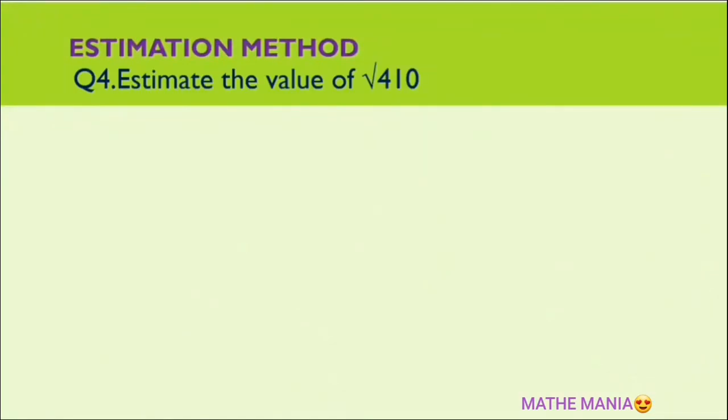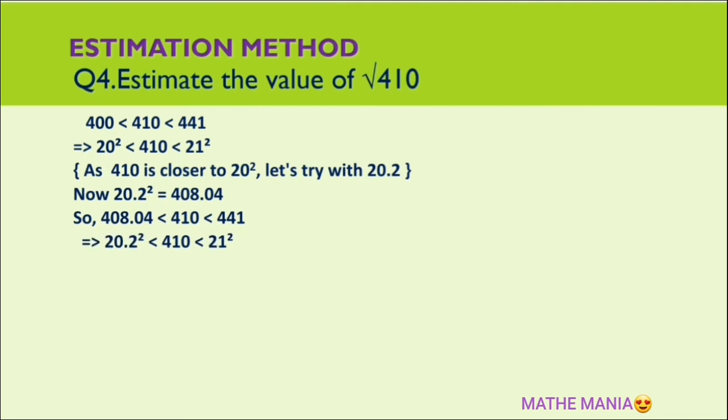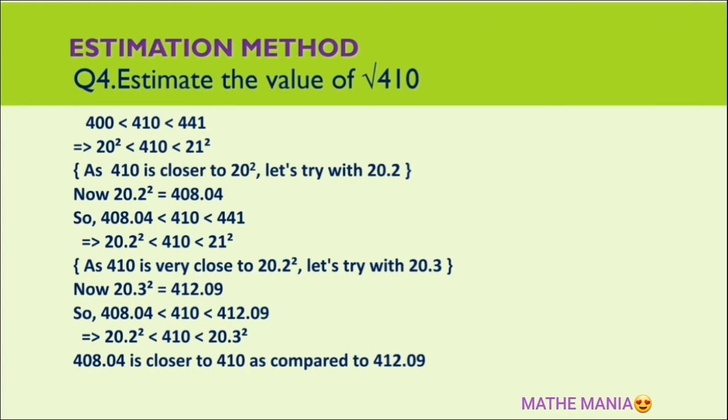Another question for your practice. Find the square root of 410 and then you can check the answer. The two numbers which we have to take here are 20 and 21, and the next number which I have taken is 20.2 square, and repeating the steps, finally I get 20.2 square is less than 410 is less than 20.3 square, which means one of them is the approximate value of root 410, and on calculating the difference we find that 408.04 is closer to 410. It means root 410 is equal to 20.2 approximately.